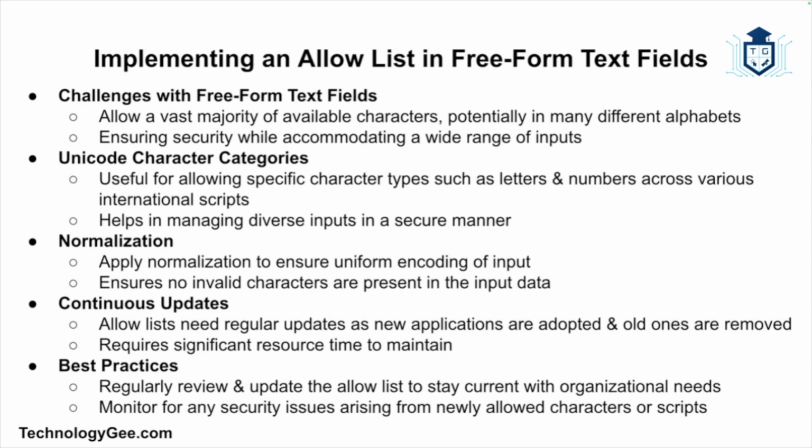the vast majority of available characters, potentially in many different alphabets. Unicode character categories can be useful for allowing, for example, only letters and numbers in a variety of international scripts. And you should also apply normalization to ensure that all input uses the same encoding and no invalid characters are present. An allow list needs to be continuously updated as the company works with new applications and removes old ones, and a lot of resource time is required to maintain it.